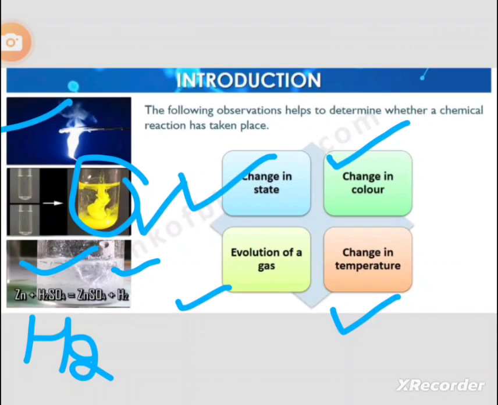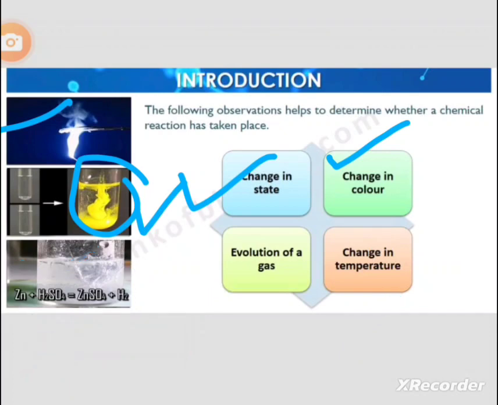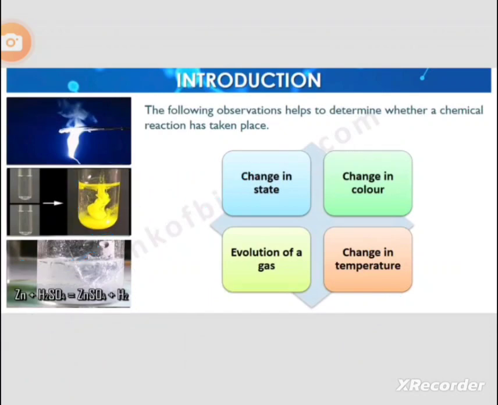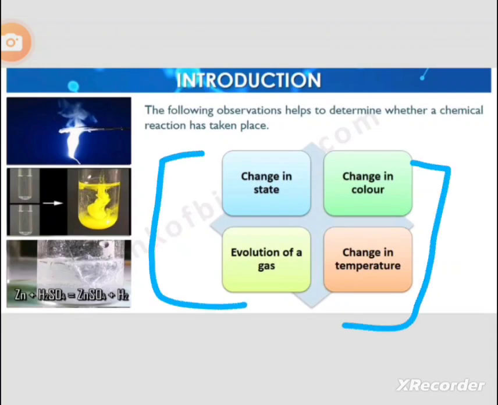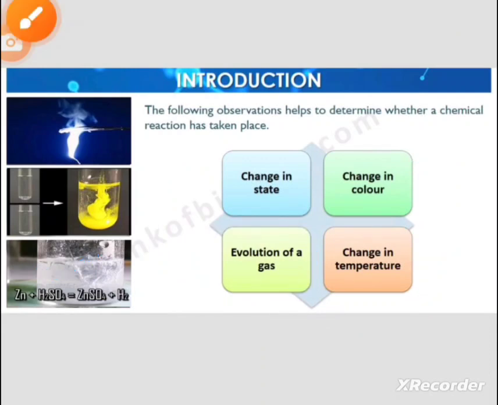So these are the four things which we have to learn. What kind of changes are to be observed? There is a change in state, color, temperature, and evolution of gas. Evolution means there is a release of gas. We were observing bubbles in this example that are of hydrogen. So this is all about our first topic of the first chapter.